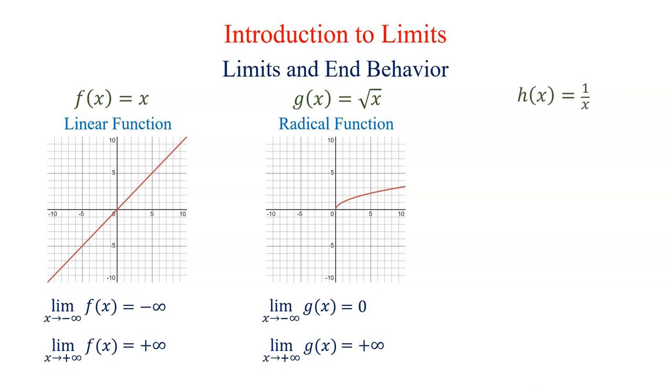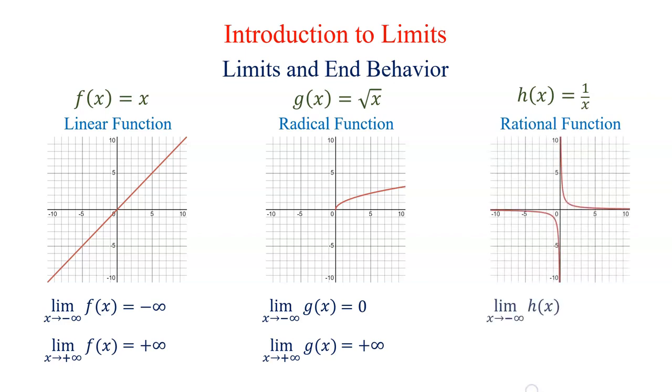One more example. H of x equals 1 over x, which is our rational function. And so when we graph it, if we approach negative infinity, the graph is going upward to 0, to that horizontal asymptote. If I did the same thing with the limit going toward positive infinity, moving to the right, it's also approaching that same 0. So in this case, the limit is approaching our horizontal asymptote.